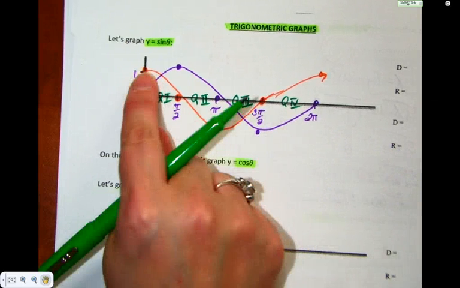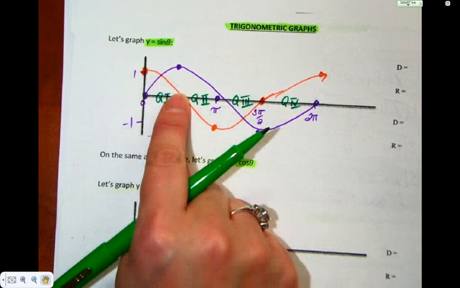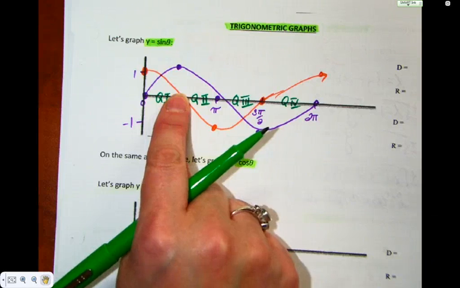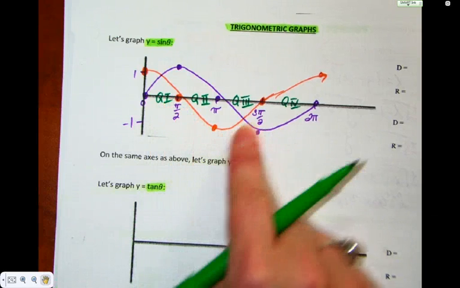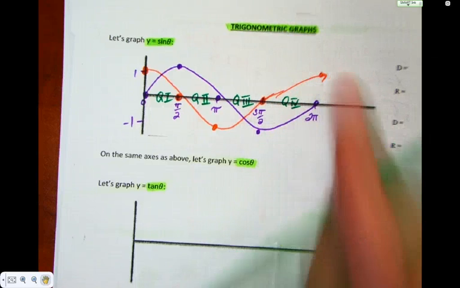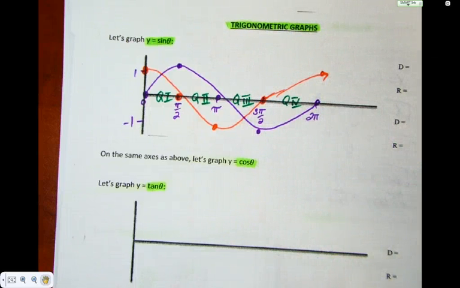Okay, let's look at cos. Quadrant 1 it is positive, so it's above. Quadrant 2, negative, below. Quadrant 3, negative. Quadrant 4, positive. So the CAST rule just comes from the graph and whether it's above or below the x-axis.